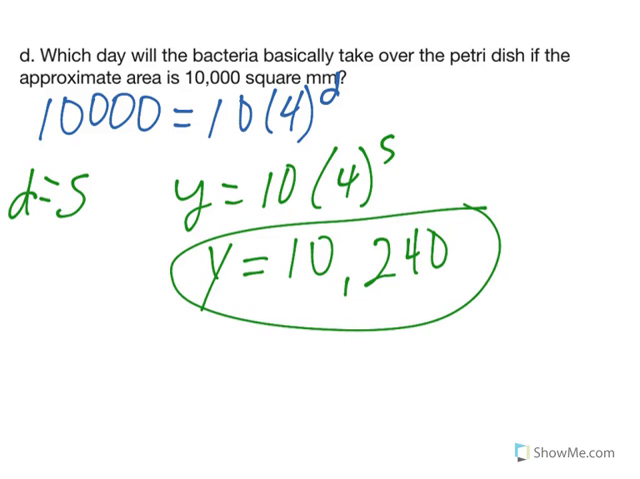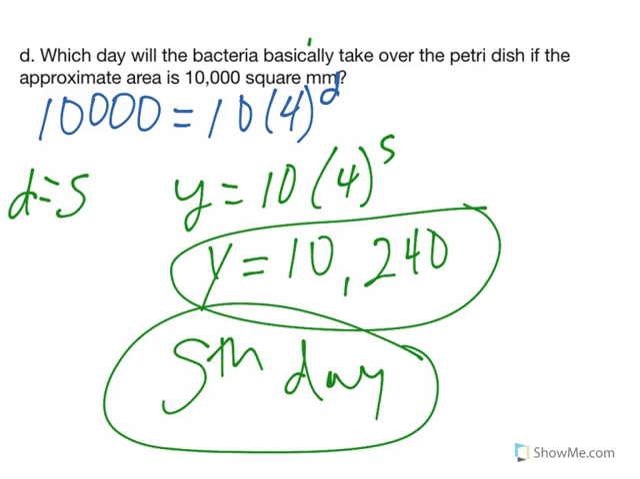And boom, I'm done, right? That is as close as I can get to 10,000, really. So it's the 5th day. So, second day it was only 160, the 4th day it was 2,500. Boom, the 5th day, the bacteria has taken over the petri dish, and you are now consumed by bacteria.